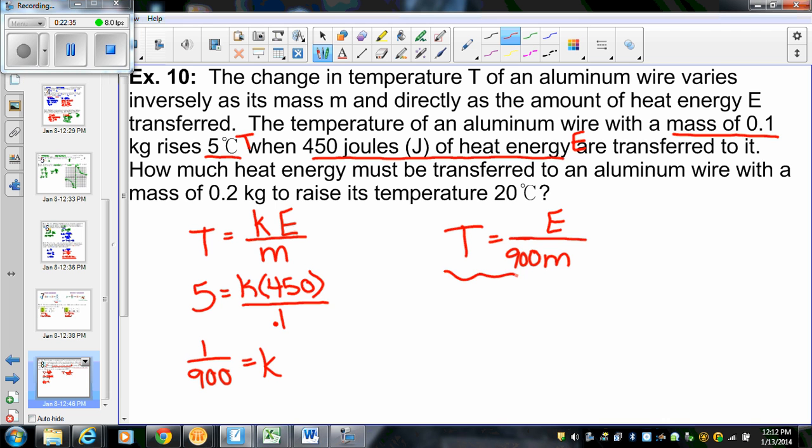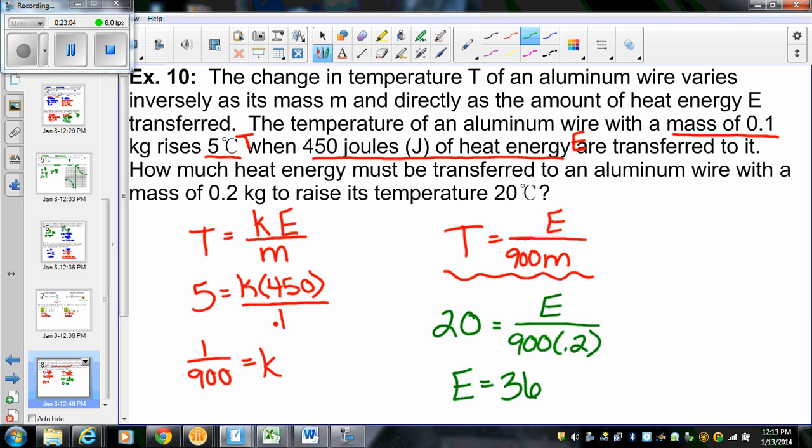Okay, so now I can use this to finish the problem, which says how much heat energy must be transferred to an aluminum wire with a mass of 0.2 kilograms to raise its temperature 20 degrees. So T would be 20. The question is, what does E need to be? So you would multiply 0.2 times 900, and then multiply that over here to the 20, and so you would actually need 3,600 joules of heat energy.